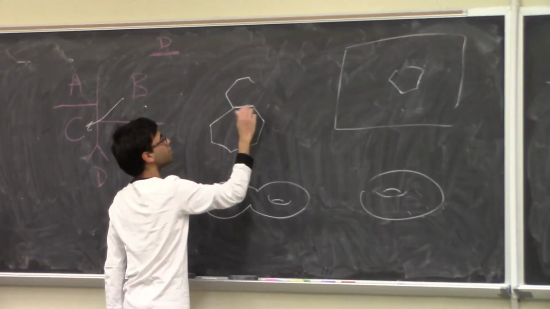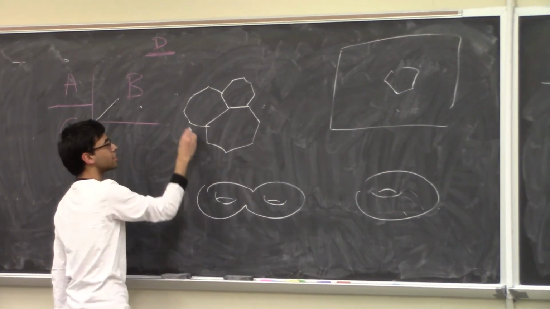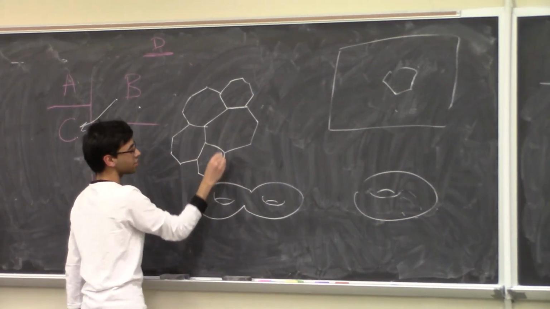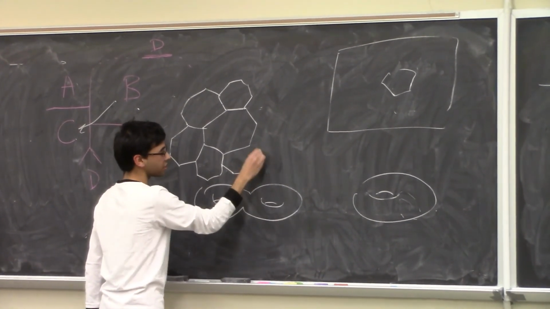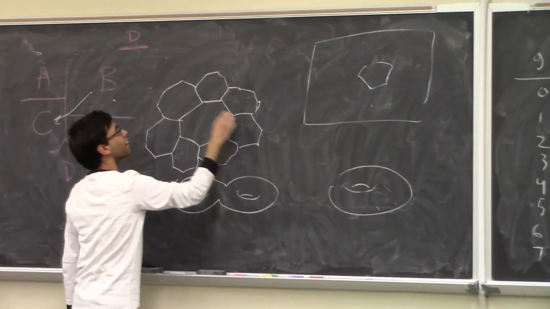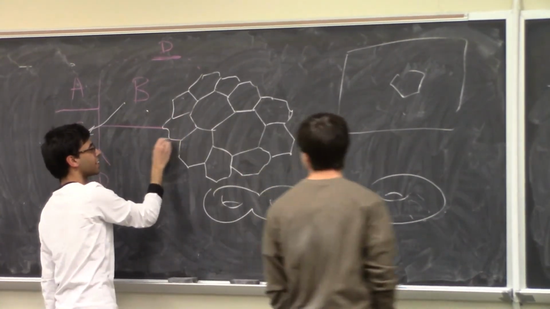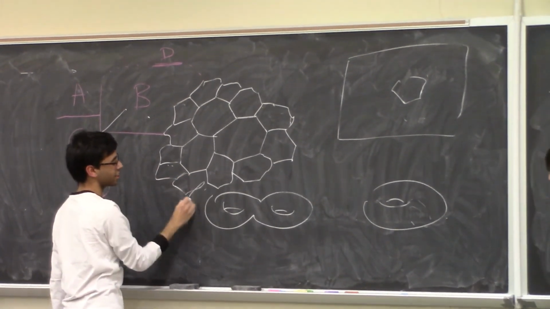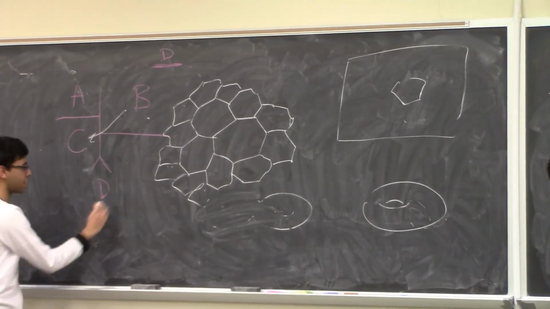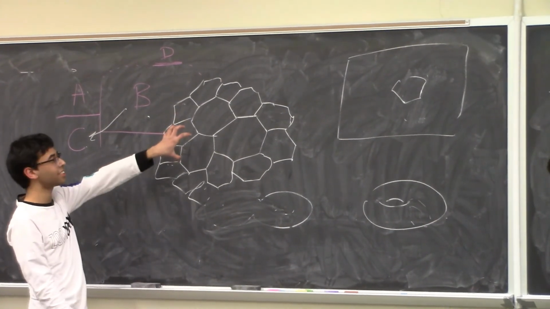1, 2, 3, 4, 5, 6, 7. Okay, it gets really hard. But you have to keep doing this, right? And then you keep doing this, keep going all the way around. And eventually, what you're going to get is something that looks like it gets smaller and smaller. So you have to distort the image so that the hexagons get smaller and smaller.